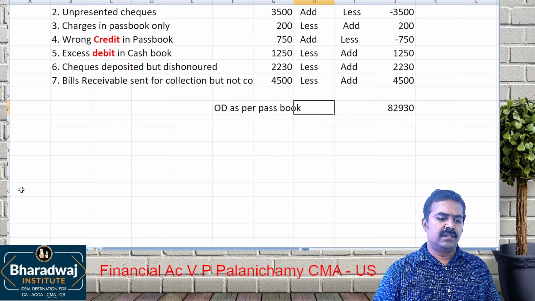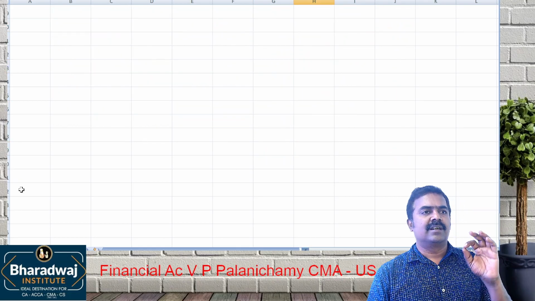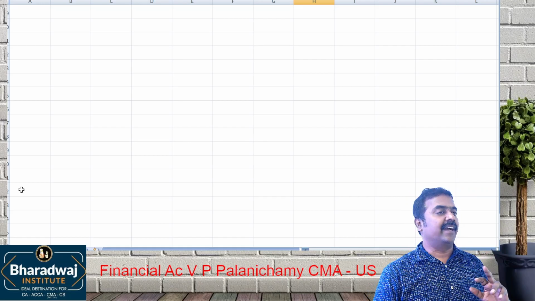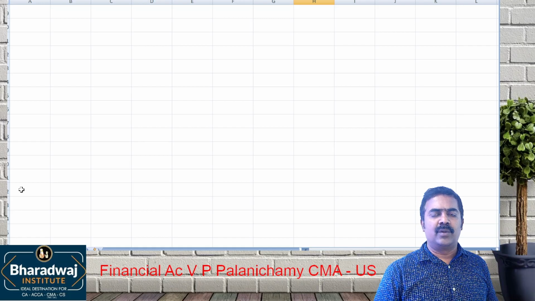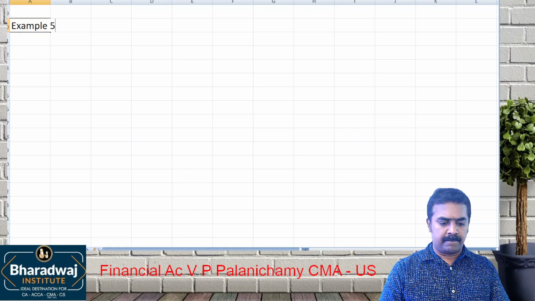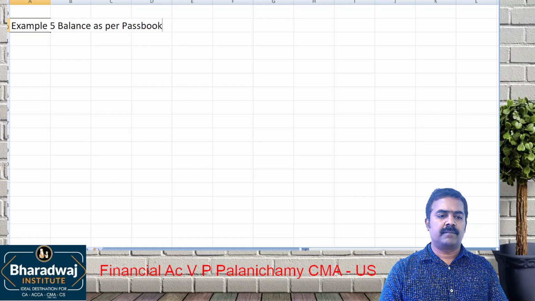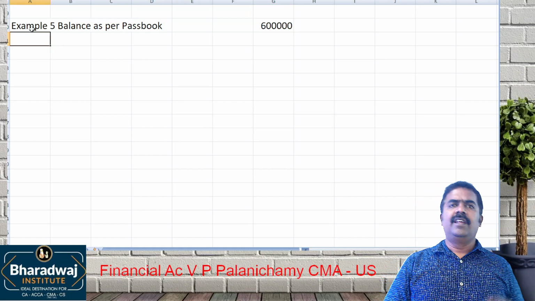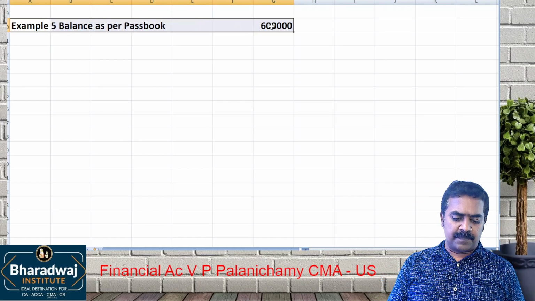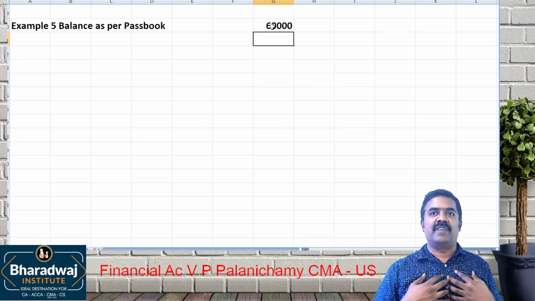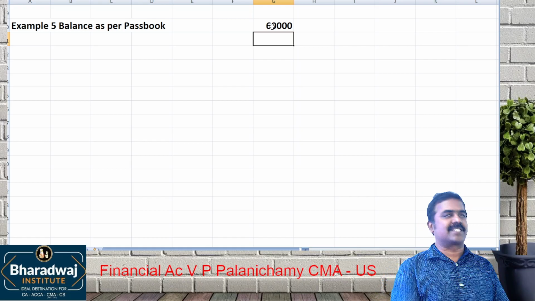Done? Now, so far we were assuming the role of customer. According to the bank, we adjusted. Next, suppose balance as per passbook is given, 60,000. When the starting point is balance as per cash book or passbook, we should assume now that we are the bank. According to the customer, we have to adjust.